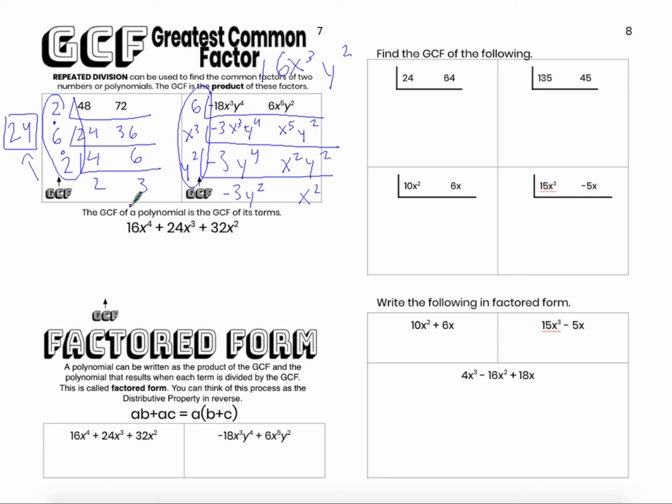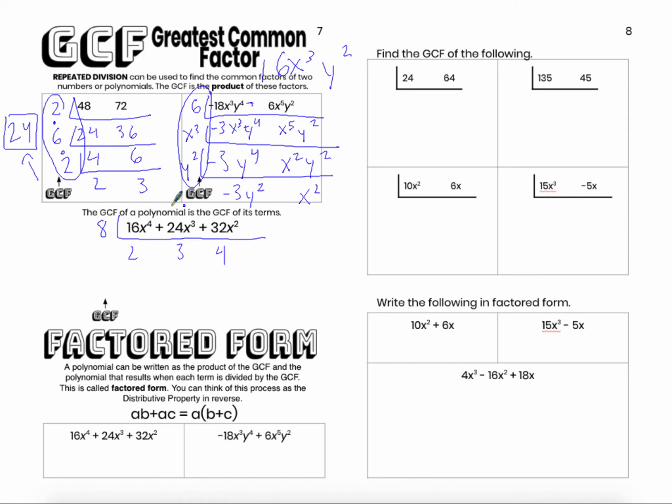Now, when you're asked to find the GCF of a polynomial, that's just going to be the GCF of its terms. So exactly this process here with an addition sign. GCF of 16, 24, and 32. My first thought was 4, but I can see actually a bigger greatest common factor of that numerical factor of 8. Because 16 divided by 8 is 2, 24 divided by 8 is 3, 32 divided by 8 is 4.